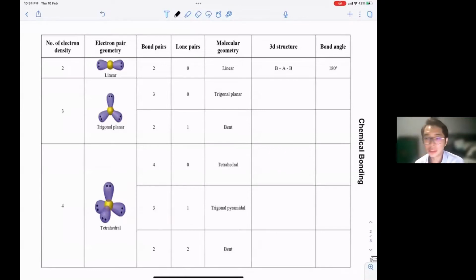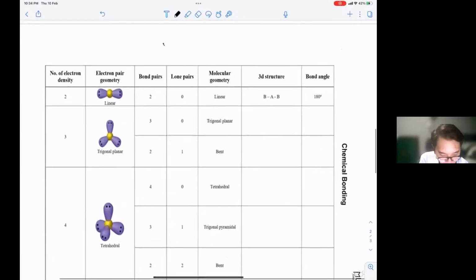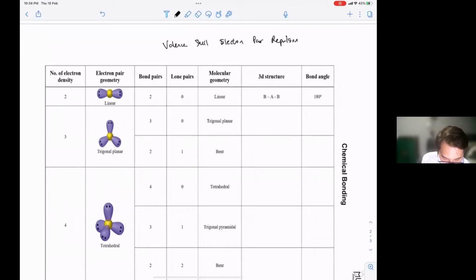Now let's introduce you to the VSEPR theory. Now the VSEPR theory stands for valence shell electron pair repulsion theory. Okay, this is what the VSEPR stands for.